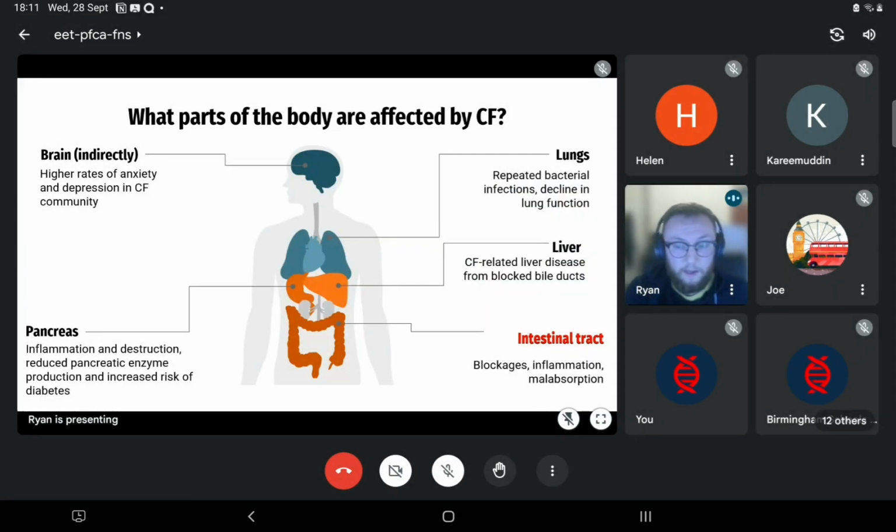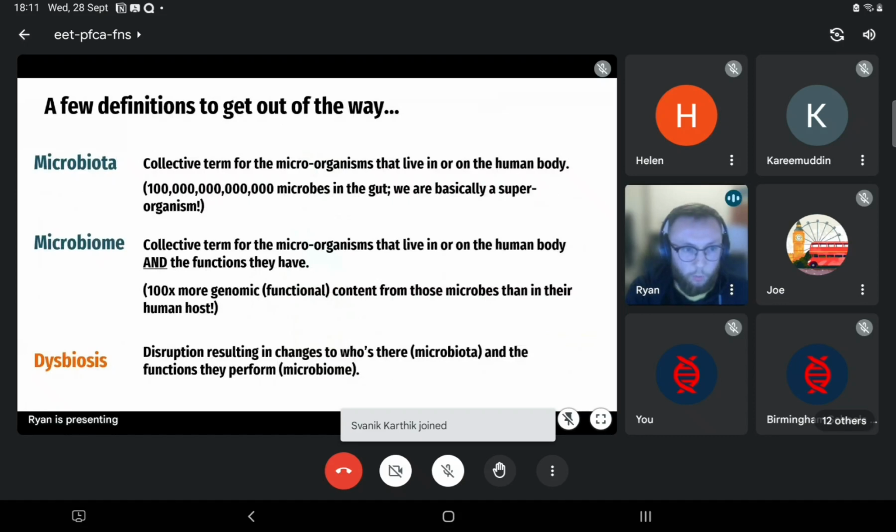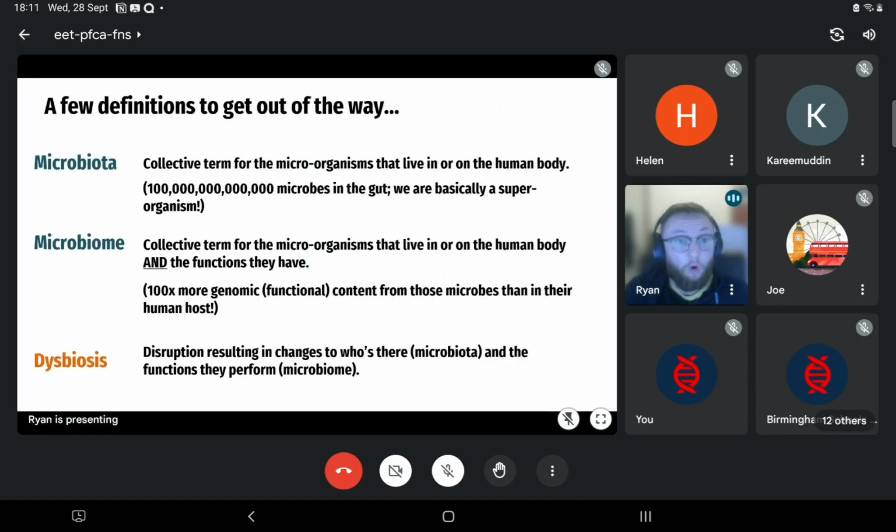But before I jump into that, I just want to get a few definitions out of the way. These words will pop up a few times, so just to get everyone on board. So the microbiota is a fancy term basically for all the microorganisms that live in or on the human body. So if I was to say the lung microbiota, it's all the microbes in the lung, the gut microbiota, all the microbes in the gut, so on and so forth.